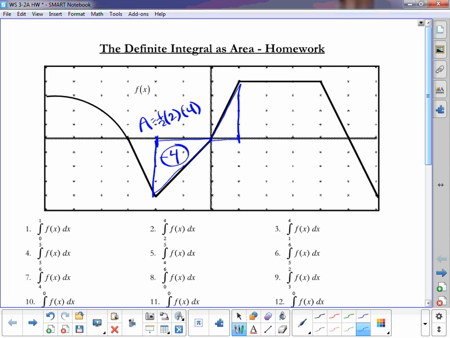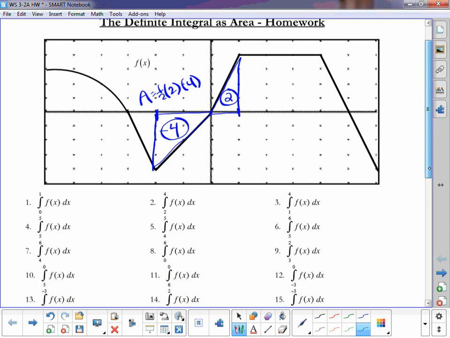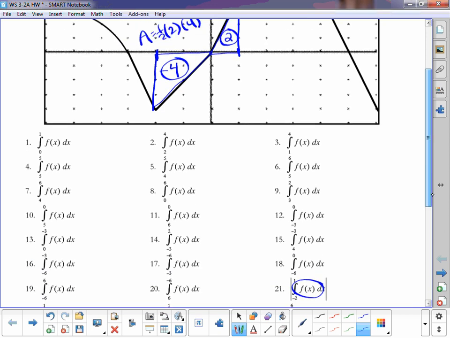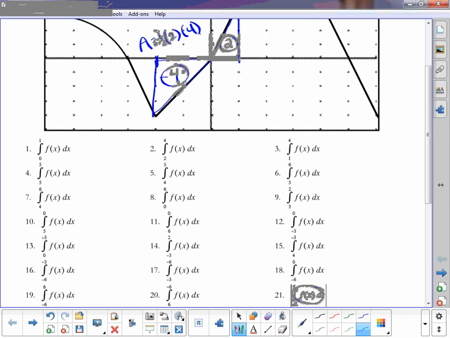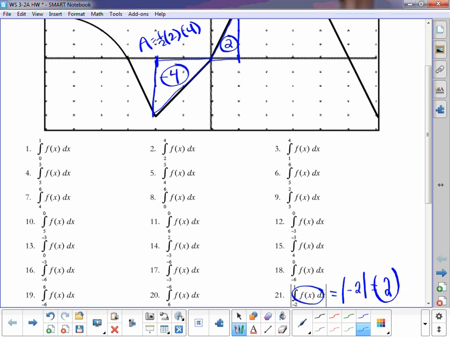All right, what do we get for our area over here? 2. And positive 2 because it's above. So for this particular absolute value, we want to first take that integral. So first find that area. So negative 4 plus 2 gives me a negative 2 area under the curve. Then do the absolute value. So first evaluate the integral, so all the area underneath, add it together. Then do the absolute value. So you should have gotten 2 for that.